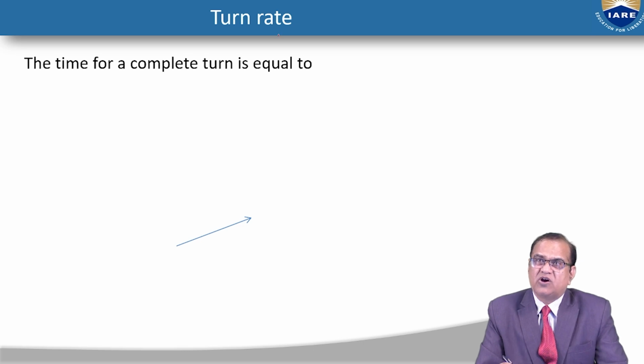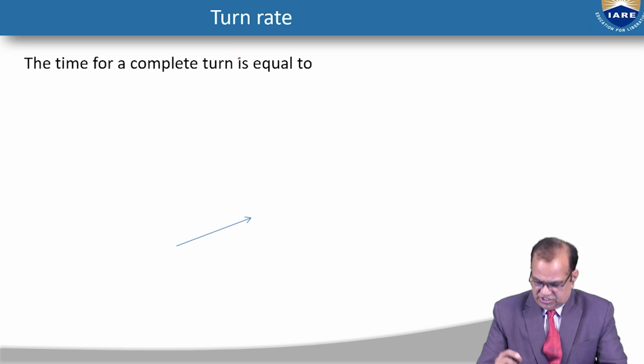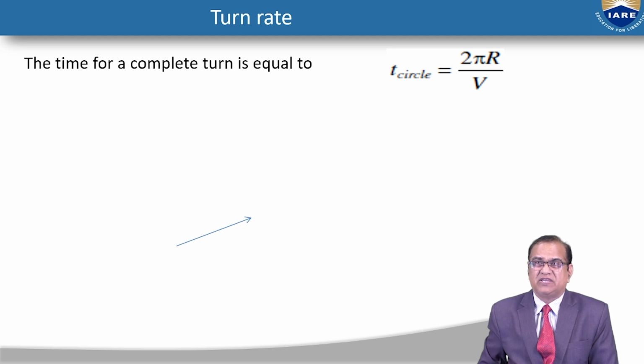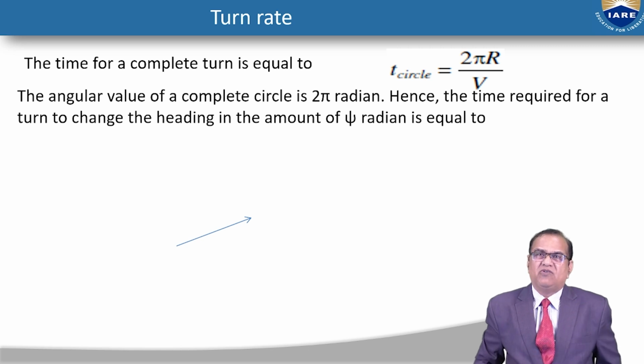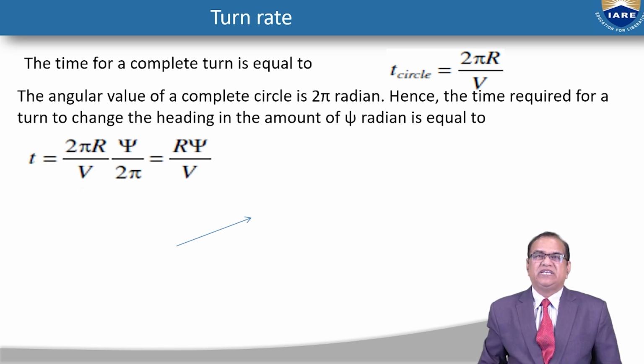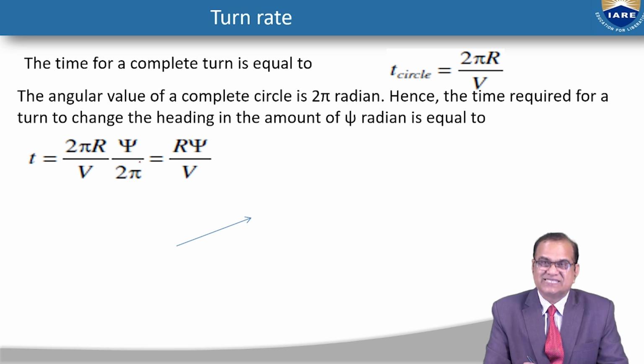Now I will discuss the turn rate. The time for a complete turn is equal to the time for a circle. We know that it is 2 pi r by the velocity of the aircraft. The angular value of a complete circle is 2 pi radian. Hence the time required for a turn to change the heading by an amount psi radian is T equal to 2 pi r by V times psi by 2 pi. So this 2 pi is cancelled. Here we have T equal to r into psi by V.